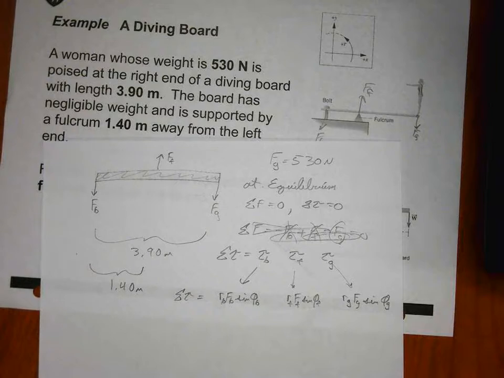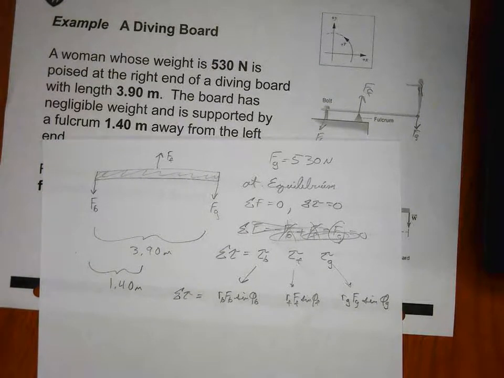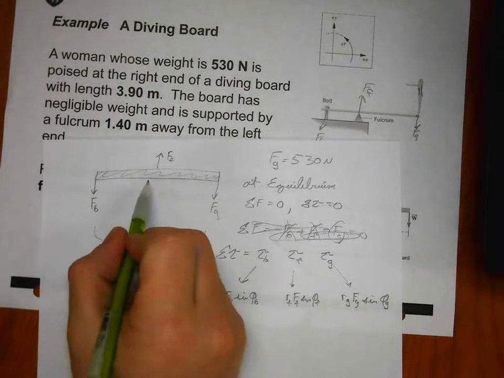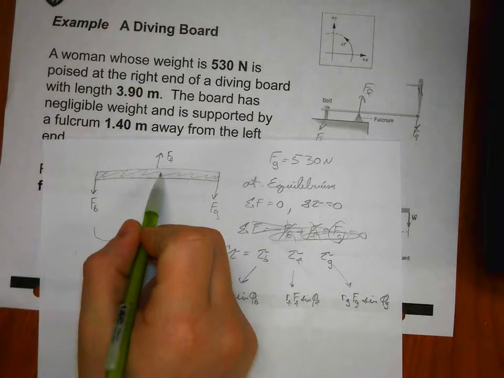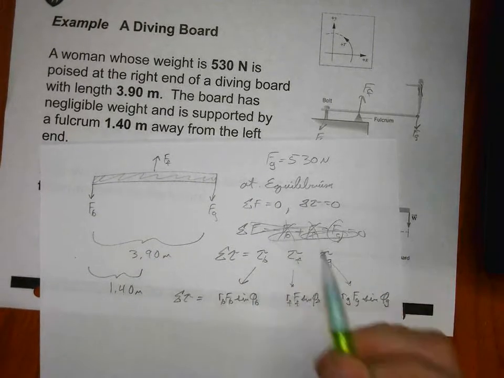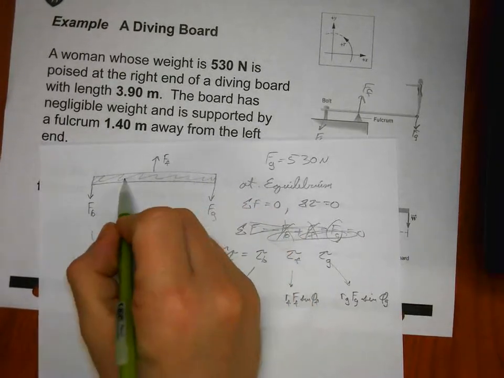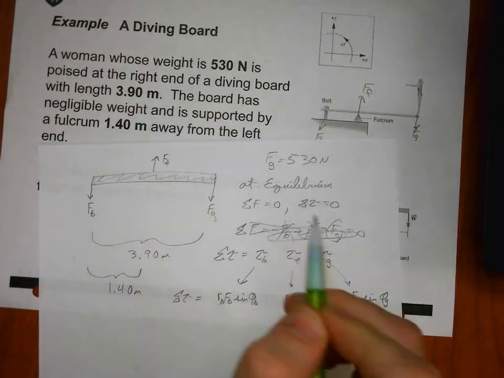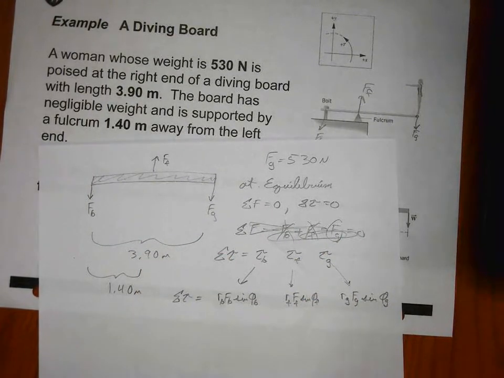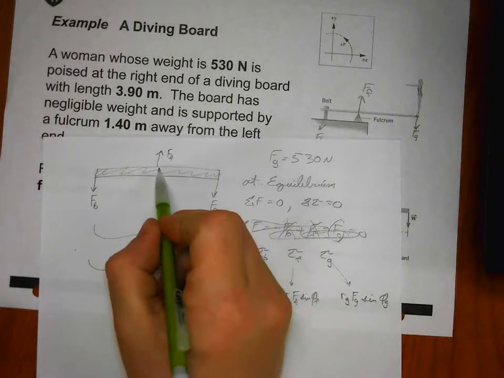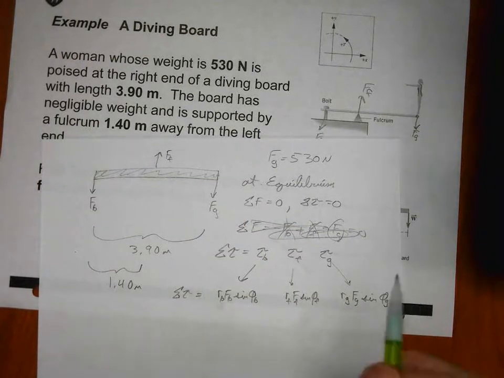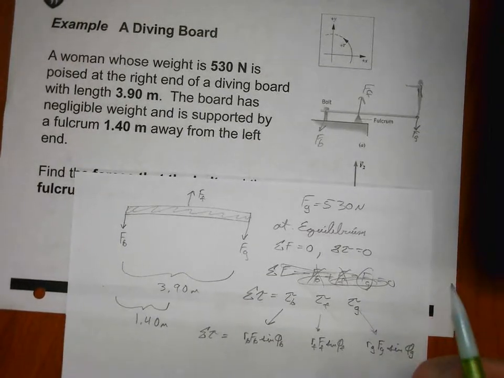So, this is at equilibrium. Since it's not moving, we can choose the axis to be any point on this diving board that we want it to be. We can choose it here, we can choose it here, we can choose it here. You're probably going to get the inclination from the start that it's going to line up with one of these forces. Now the question is, which way do we go?